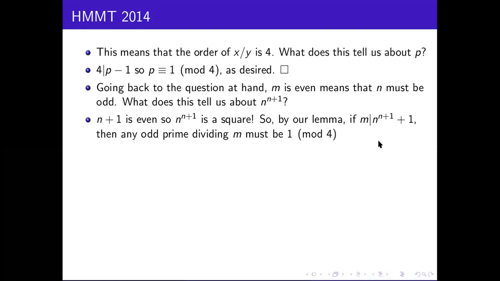So by our lemma, if m divides n to the n plus 1, then any odd prime dividing m must be 1 mod 4. Since our lemma stated that it's either 1 mod 4 or it divides both squares, but no prime divides 1. So this means that any odd prime dividing m must be 1 mod 4.